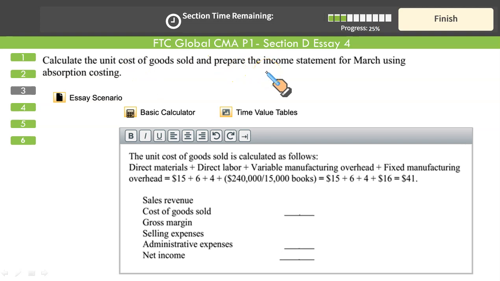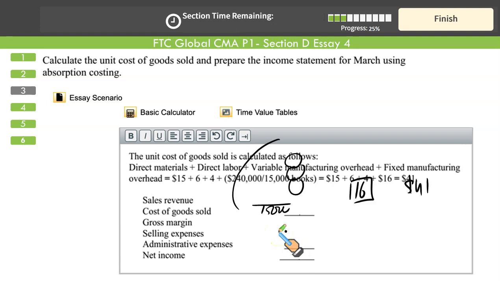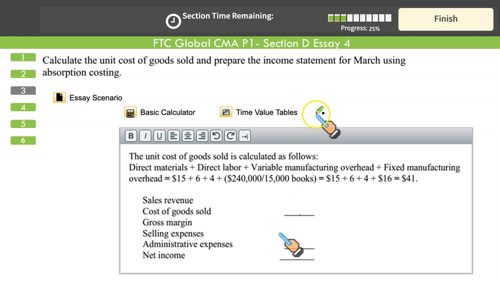Now we have to give them the income statement, in vertical format. We can give it right here. How many units did we sell? We sold 10,000 units, each at 90. It means the sales revenue is 900,000, right?